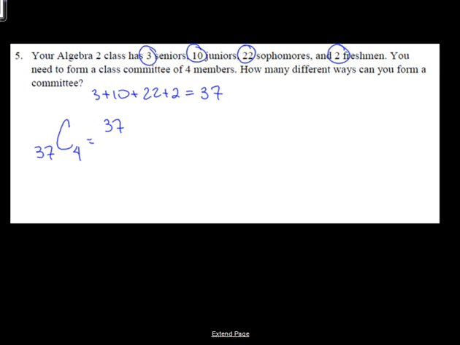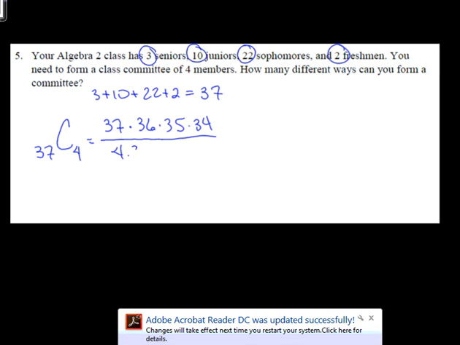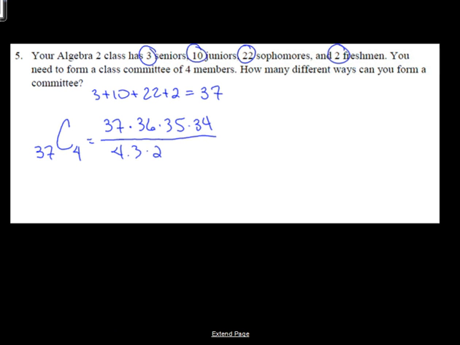So that means I'm going to do 37 times 36 times 35 times 34 divided by 4 times 3 times 2 times 1. Here I can go and cancel some things out. 4 goes into 36, leaving 9. 3 goes into 9, leaving 3, so that's even a little better. 2 goes in here, leaving 17. So I am left with 37 times 3 times 35 times 17.